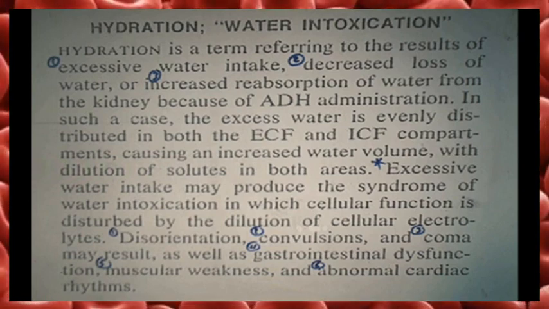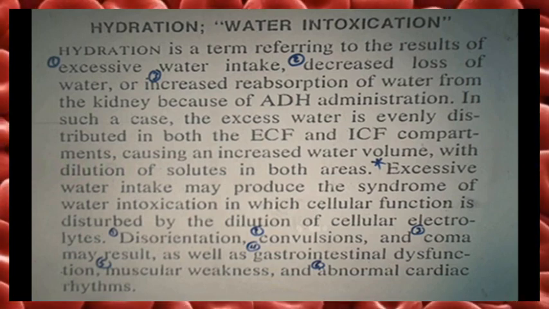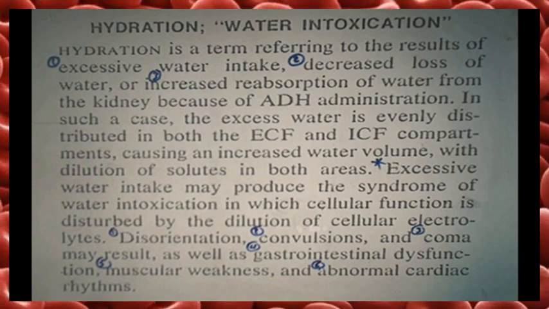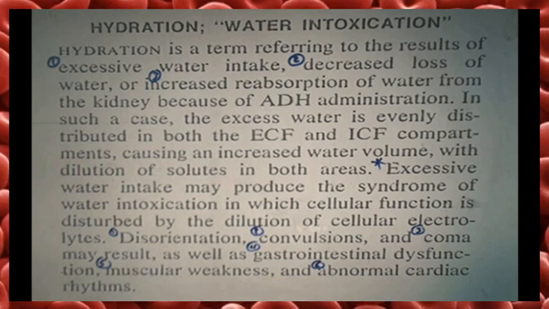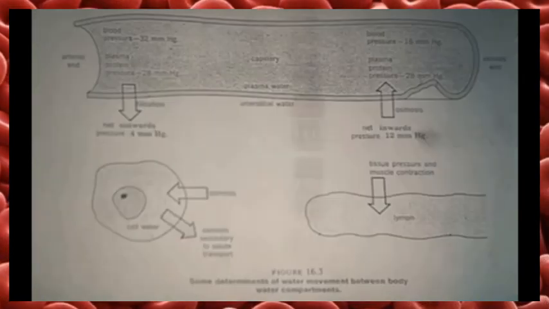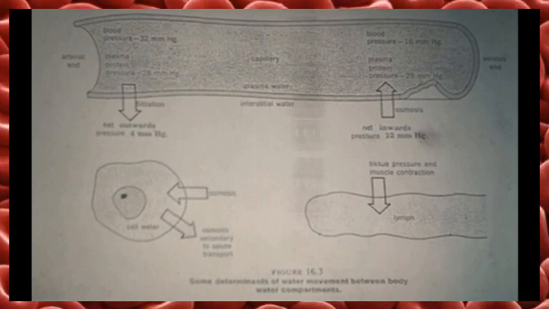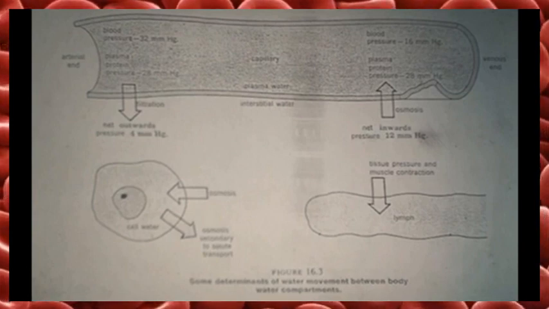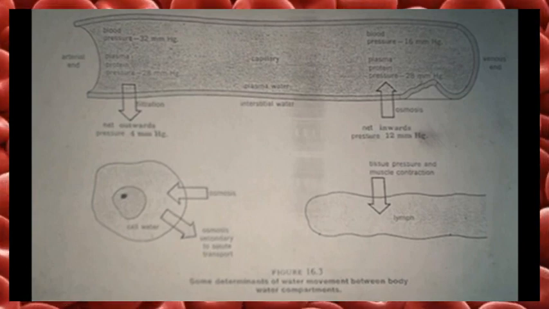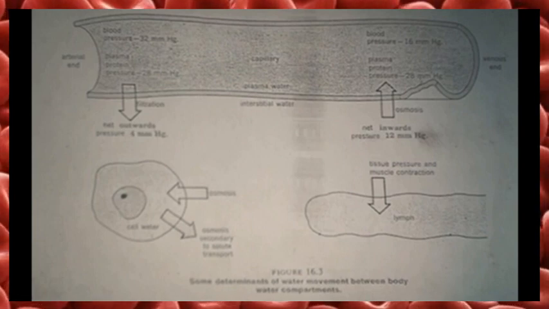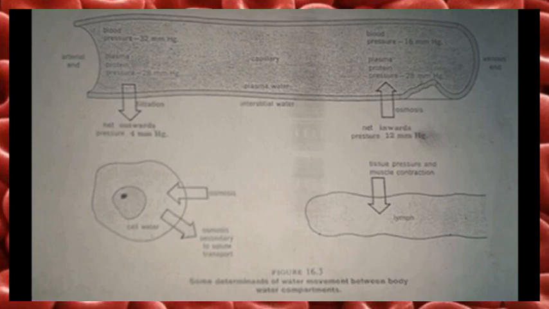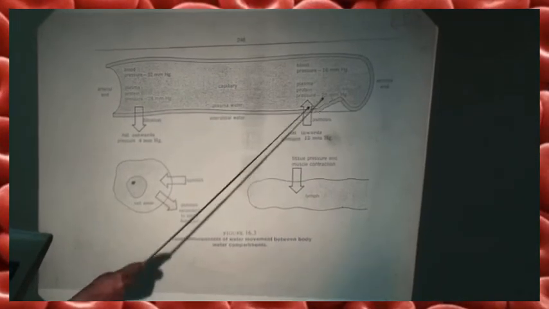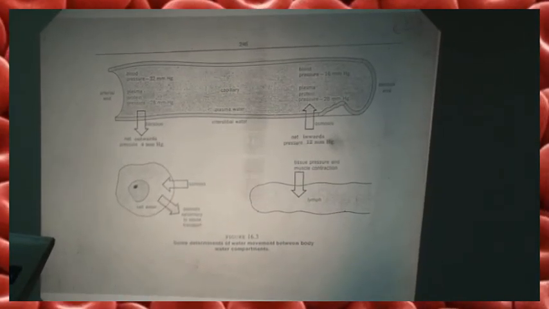Disorientation, convulsion, and coma may result, as well as gastrointestinal disturbances, muscular weakness, and abnormal cardiac rhythms. Let us have an idea about the lymphatic system. You see, this is the arterial end, and this is the venous end.